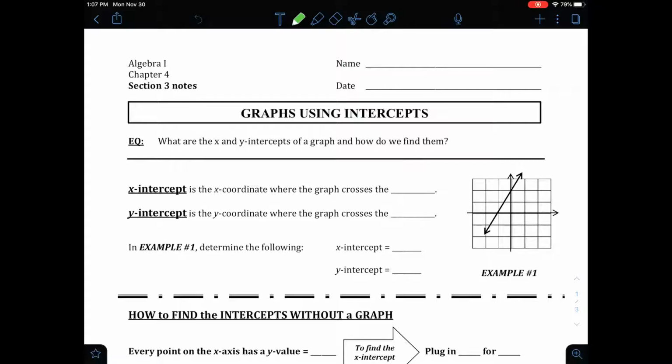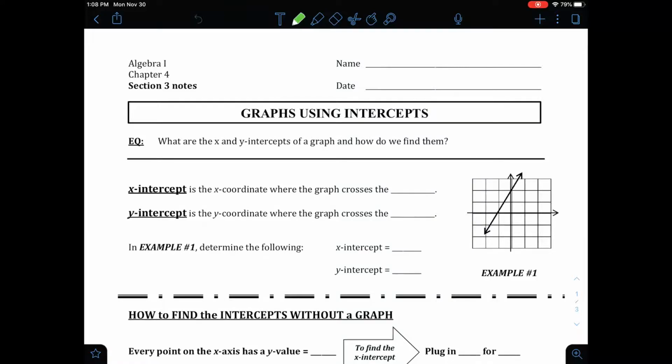We are continuing with chapter 4, which is lines and intercepts and slope and that kind of stuff. Today we're talking about graphing using intercepts. Our essential question is, what are the x and y intercepts of a graph and how do we find them?